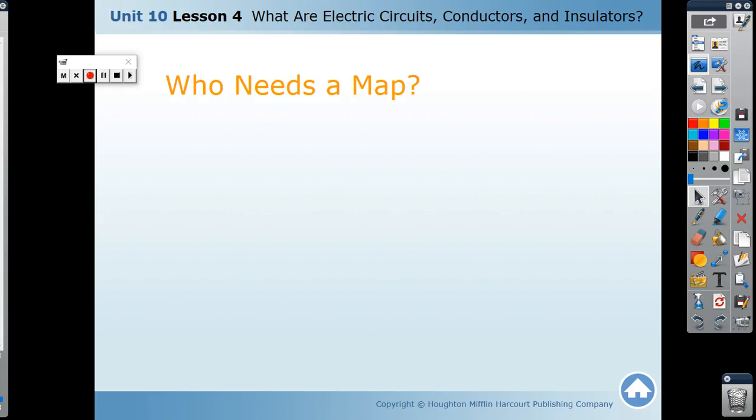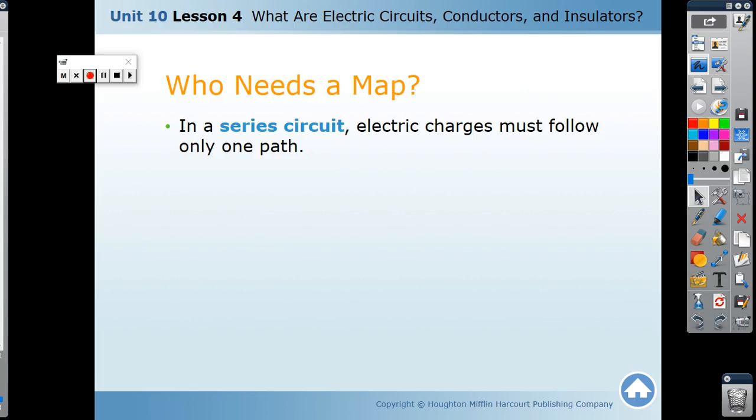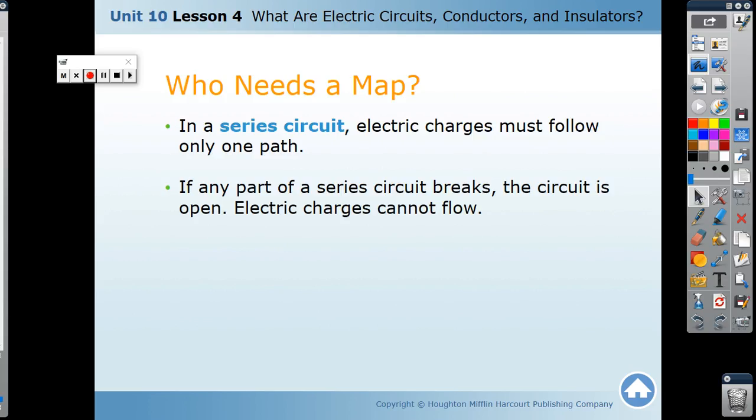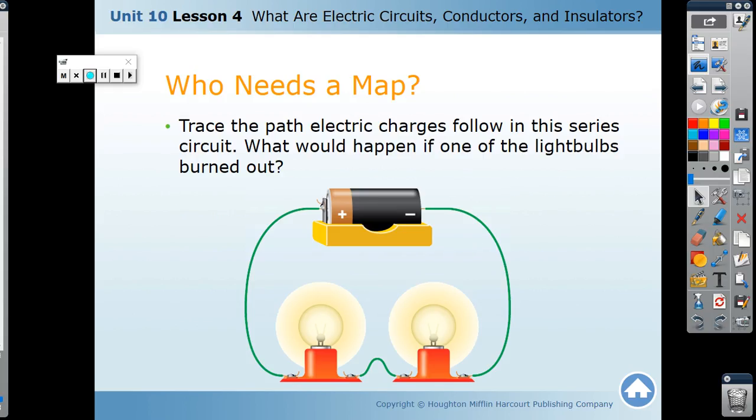Okay, who needs a map, on page 506? In a series circuit, electric charges must flow along only one path. If any part of a series circuit breaks, the circuit is open. Electric charges cannot flow.